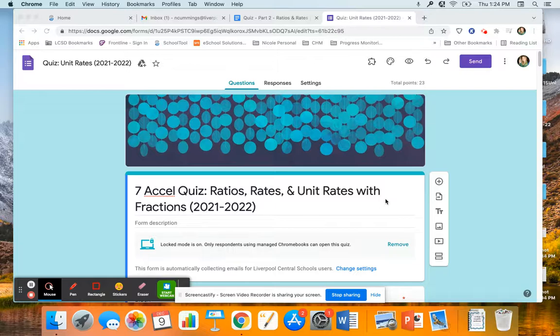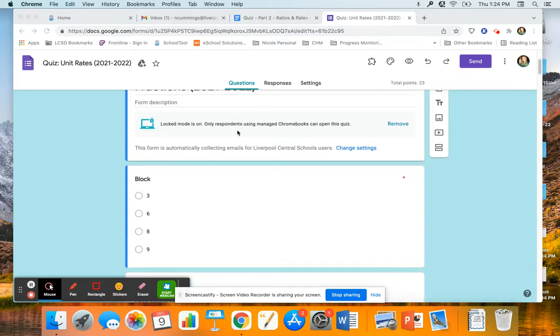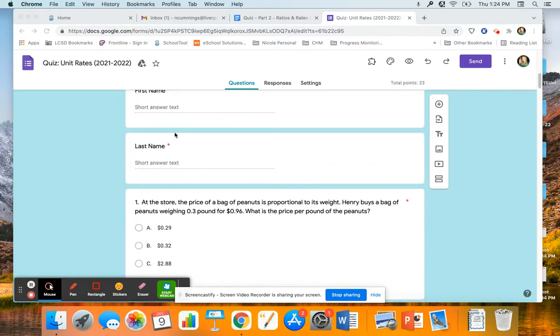This is Mrs. Cummings, and this is the ratios, rates, and unit rates with fractions quiz. This will be part 1, and then I will also record part 2, which will be attached to this. Pick your block, put in your first name and your last name.